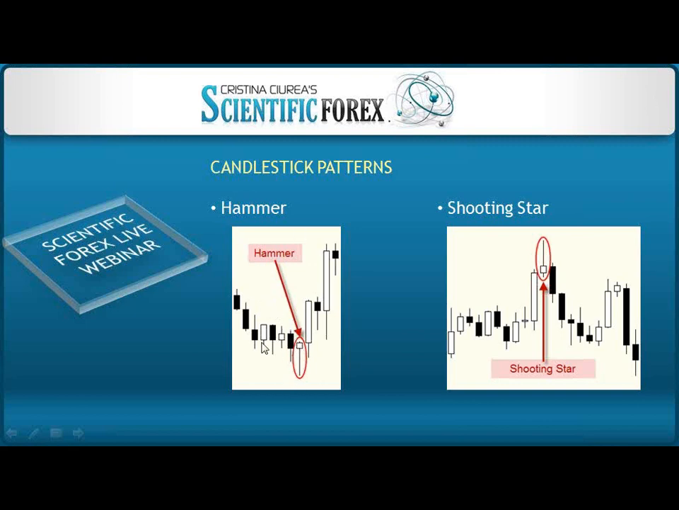Here we have hammer and shooting star. In the mirror, you have the hammer and shooting star. The hammer is a candlestick with a small upper body with a long bottom shadow. The color of the body makes no difference. It appears on bottoms and signals trend reversal.